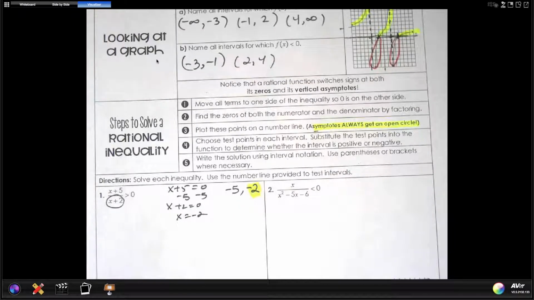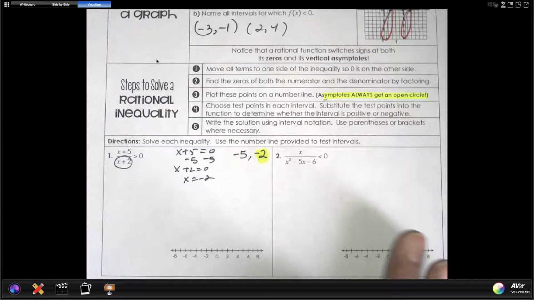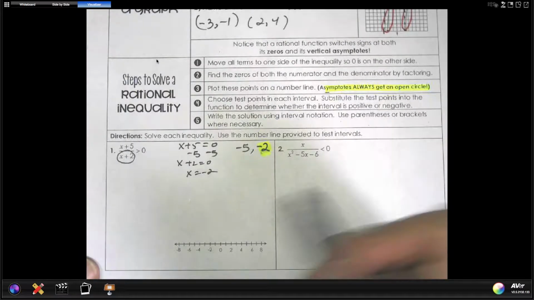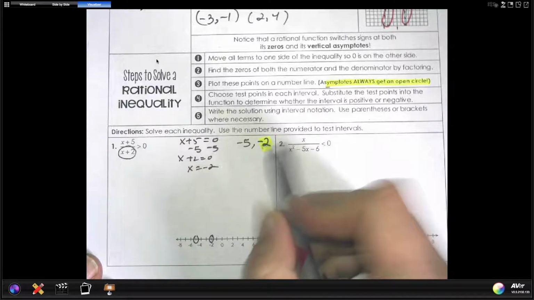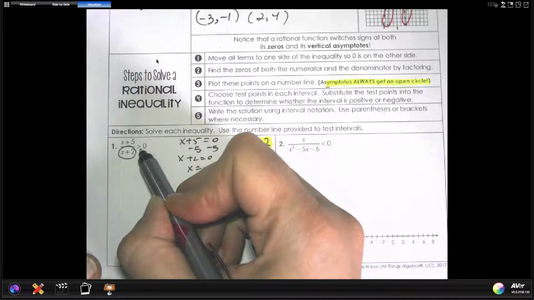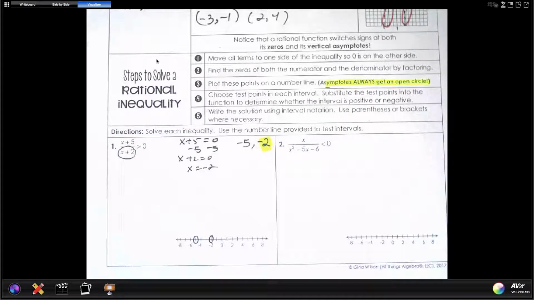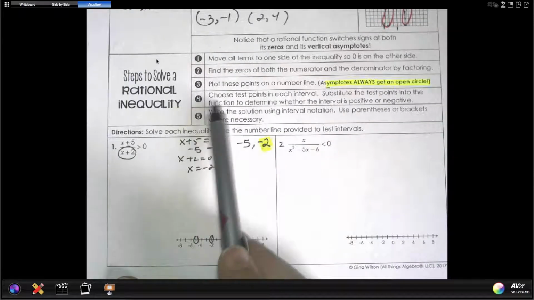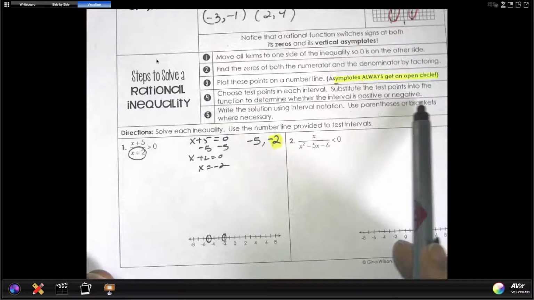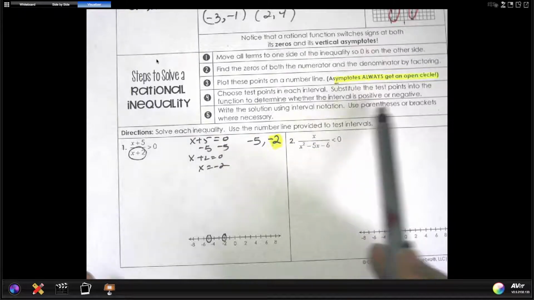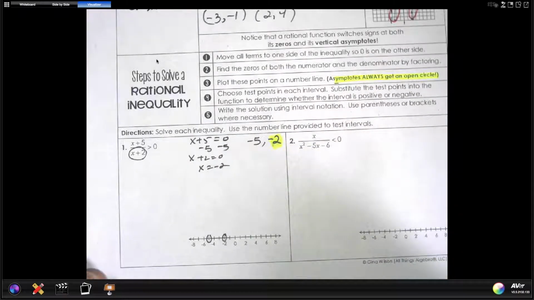Okay? So now we're going to go on the number line, and we're going to plot -5. We're going to put an open circle and -2. And like I said, both of them are open circle because the inequality is just greater than, it's not equal to. So now the next thing is, number 4 says choose test points in each interval. Substitute test points into the function and determine whether the interval is positive or negative.